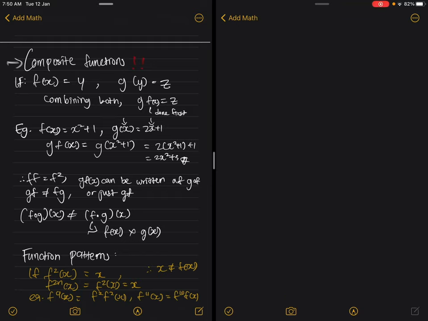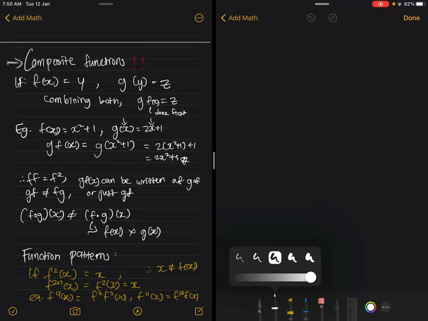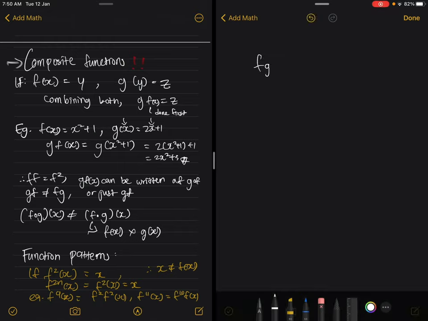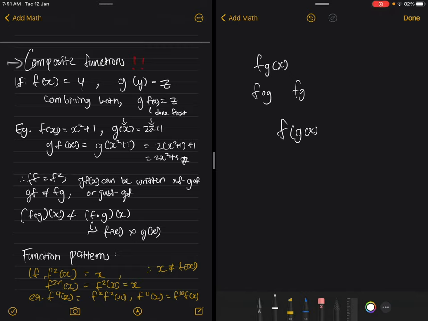So, how do you normally do something like this? The easiest way: when you have something like fg(x), or just fg, or f∘g, these are the three forms of it. What it actually means is f(g(x)). That means the function of the function g. Normally when they give you things like this, they will give you what f is and what g is.